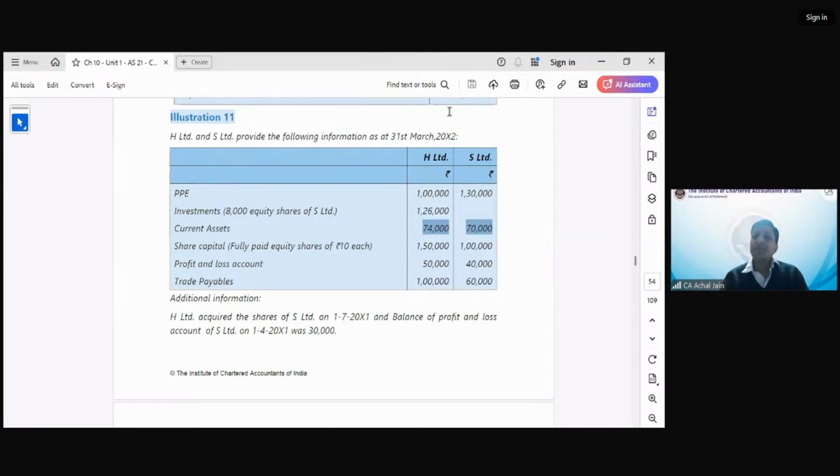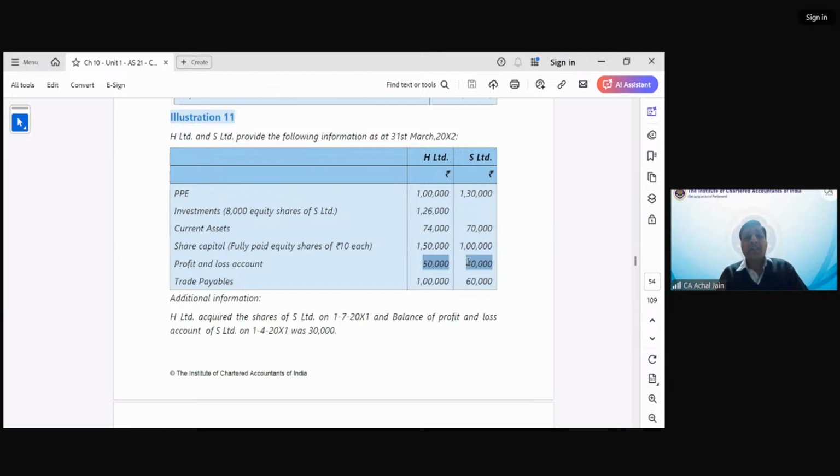Share capital, these two you'll add line by line. Hardik says no. For share capital, you'll only pick up the capital of H Limited. For S, you'll not pick. Why? Because one portion of the share capital you have taken to goodwill, and the second portion you will take to minority interest.